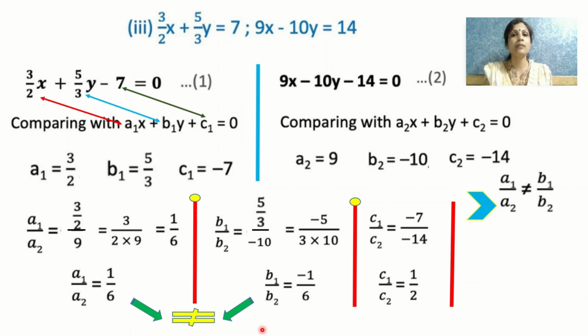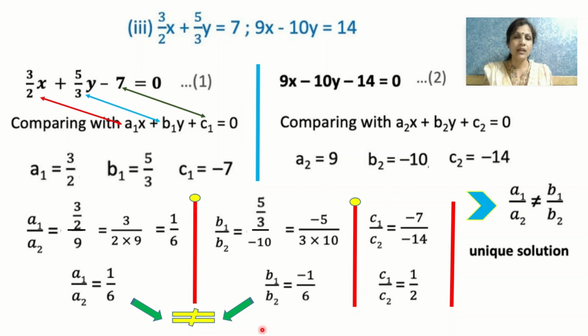And what do we interpret from this? That the pair of linear equations has a unique solution. When they have a unique solution, it means the lines are intersecting lines, and since we are getting a solution, we say that the pair of linear equations are consistent.